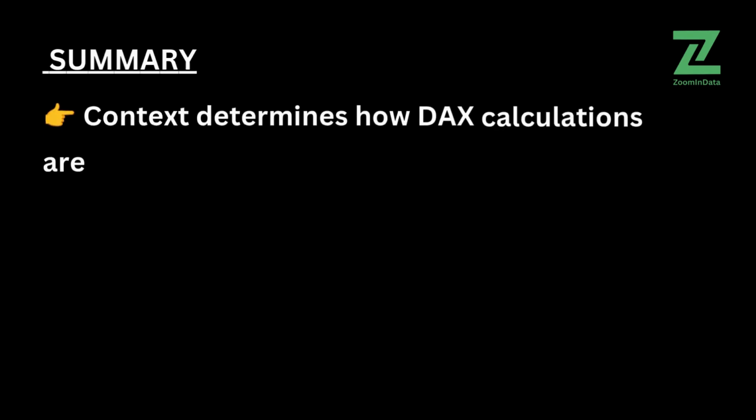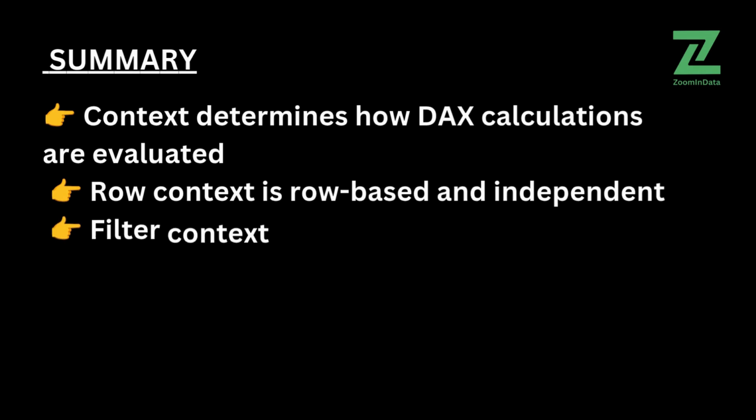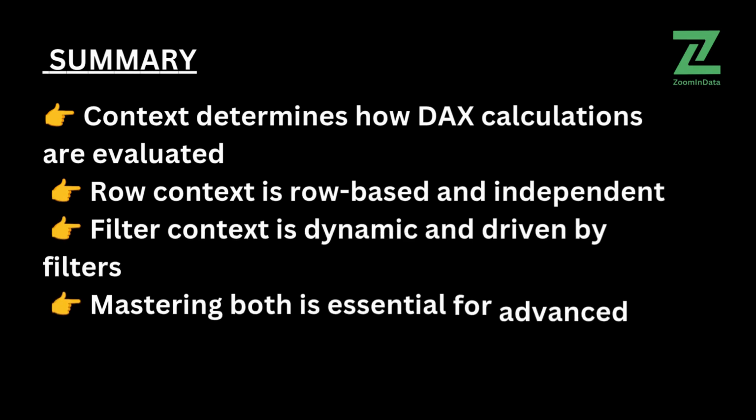In summary, context determines how DAX calculations are evaluated and what data is included. Row context works at the row level and evaluates data independently. Filter context is dynamic and changes based on filters and user interactions. Mastering both concepts is essential for building advanced and accurate DAX calculations.